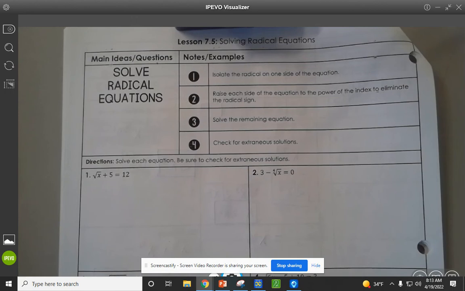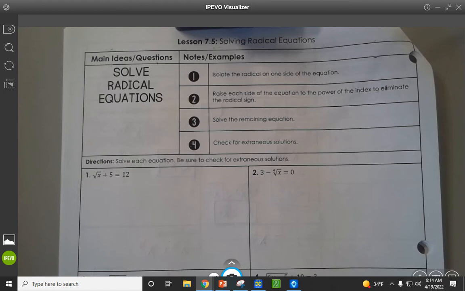Right, so today we're doing lesson 7.5, which is on solving radical equations. So solving equations where you have some kind of root. You'll see an equal sign, and that's how you know you're solving an equation. And so there's just a few steps that you have to follow to solve these.